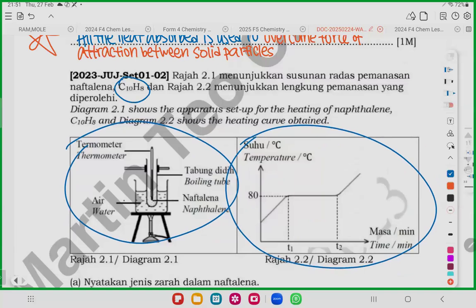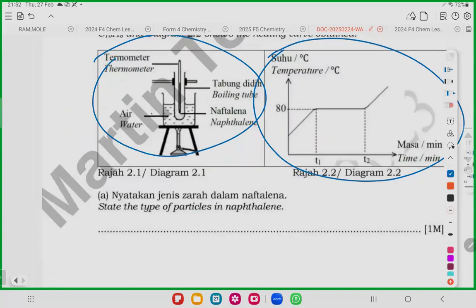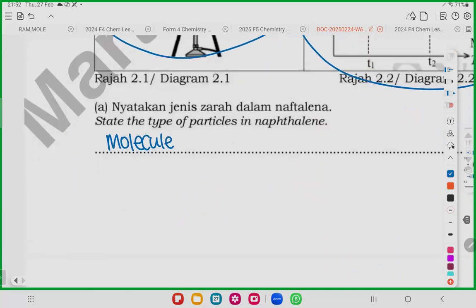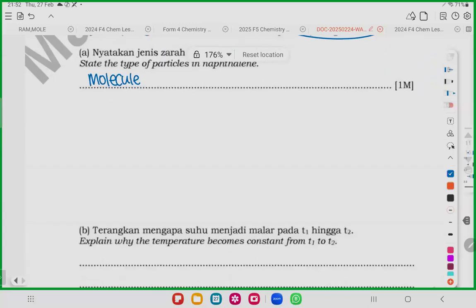So naphthalene is made from carbon, which is non-metal. Naphthalene is made from hydrogen, which is non-metal. Non-metal and non-metal join together, you get molecule. Right? Remember, a particle, you have atom, you have molecule, and you have ion. Make sure you know the difference.